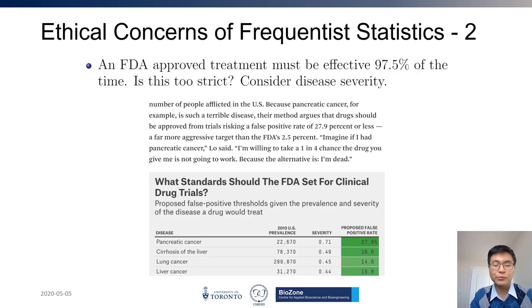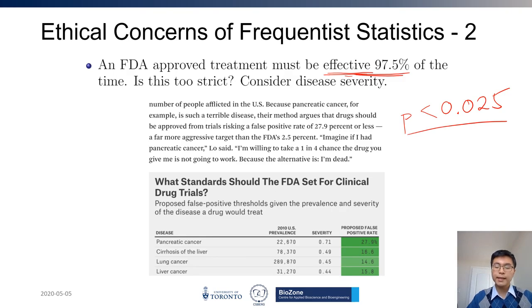Another ethical concern of using frequentist statistics in clinical trials or in drug approvals is this FDA requirement that all approved treatments must be effective 97.5% of the time. So what does this mean? It means that your p-value must be less than 0.025, i.e. less than 2.5% of the time, you will have essentially no significant benefit of your treatment from the control. So is this too strict?